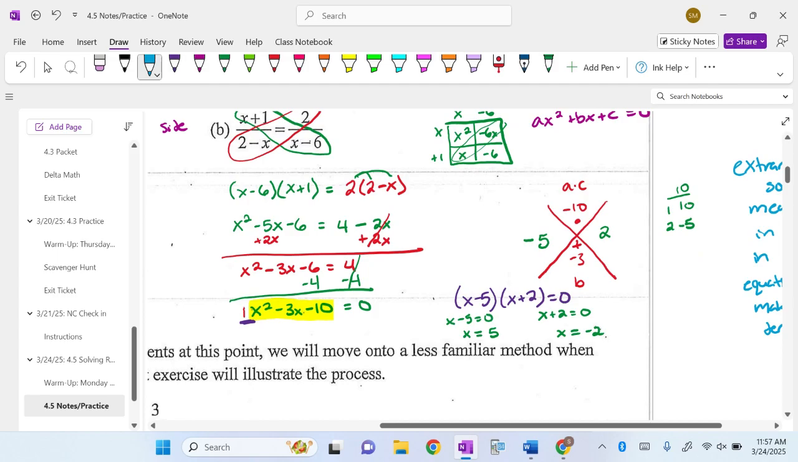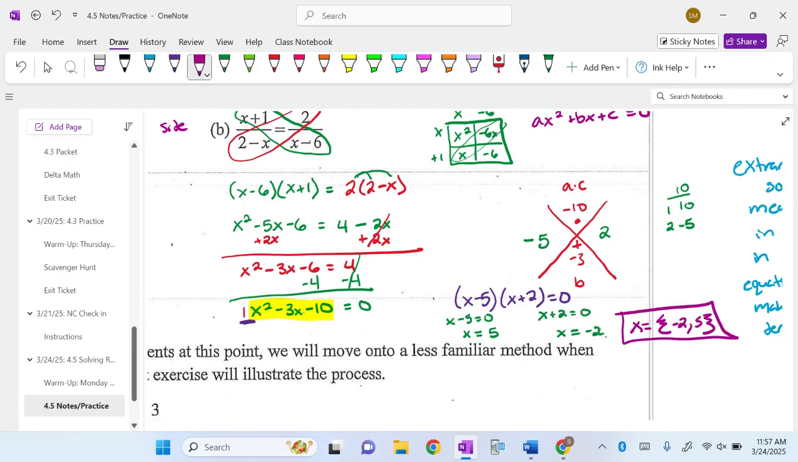2 minus 5, that's negative 3, so that's fine. 5 minus 6 is negative 1, that works. Negative 2. 2 times 2 minus negative 2, that negative 2 turns to a plus, so 2 plus 2 is 4. Negative 2 minus 6 is negative 8, so both work. So your answer is x is equal to the set of -2 and 5.